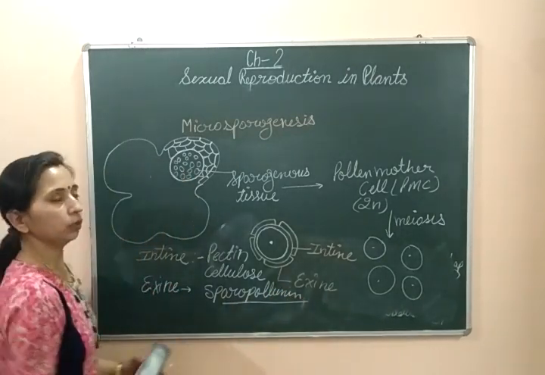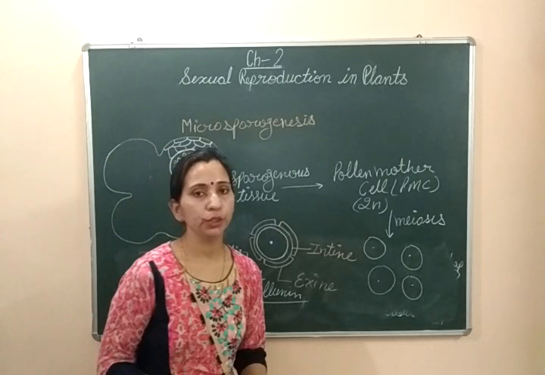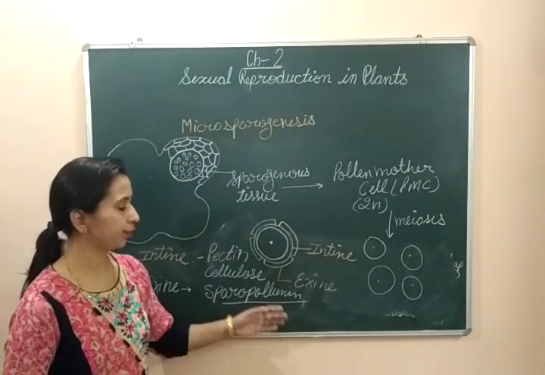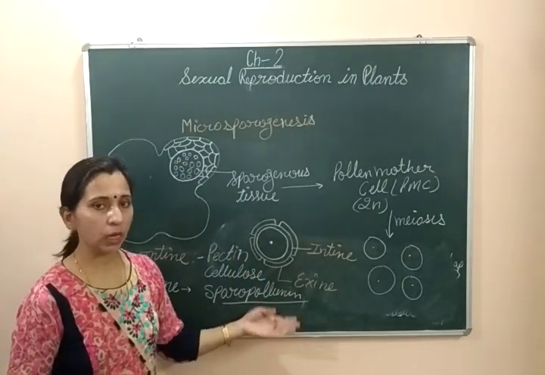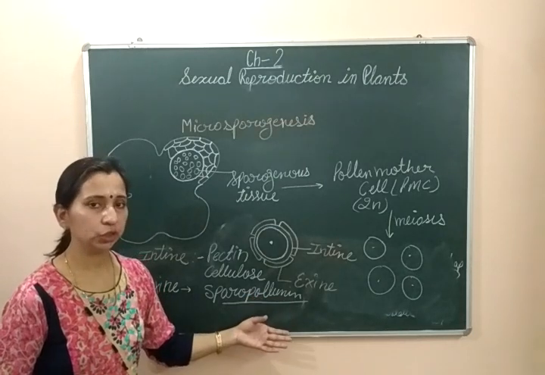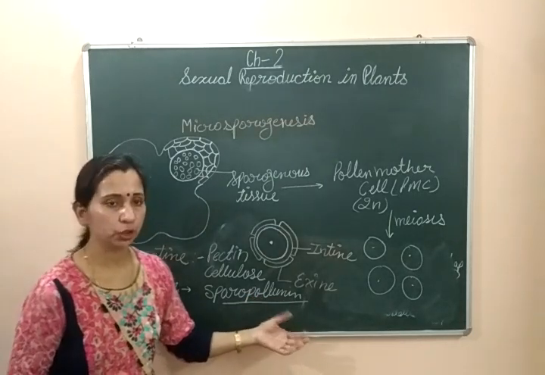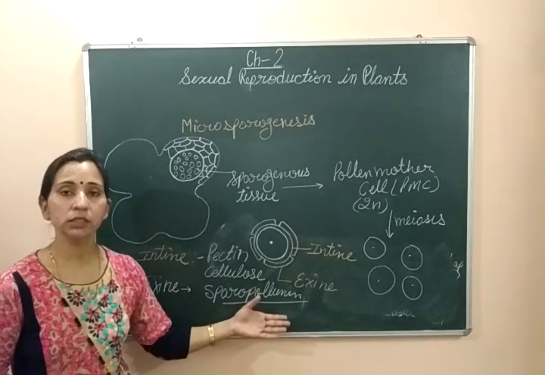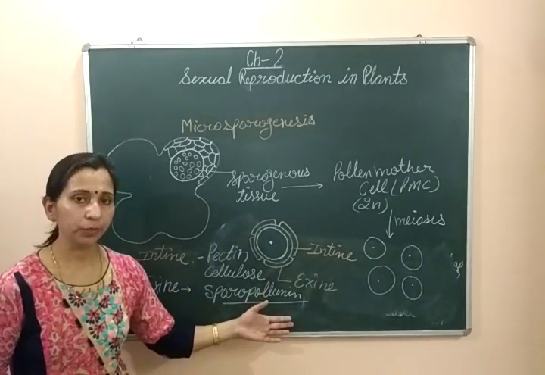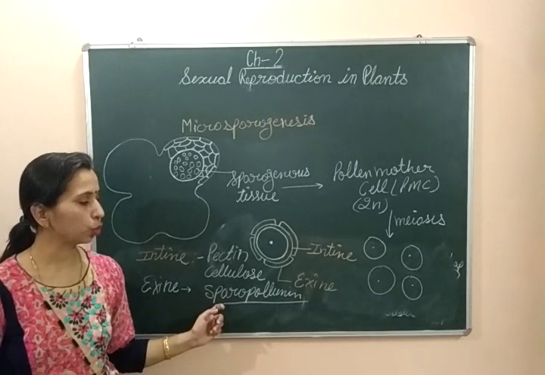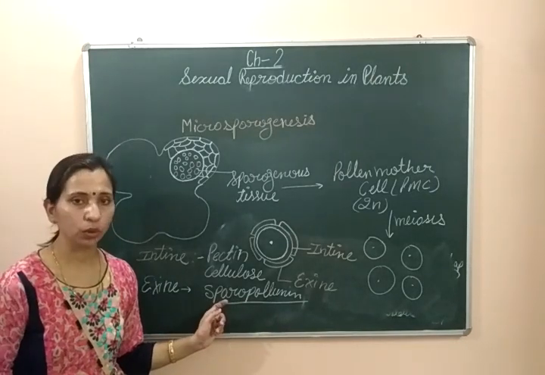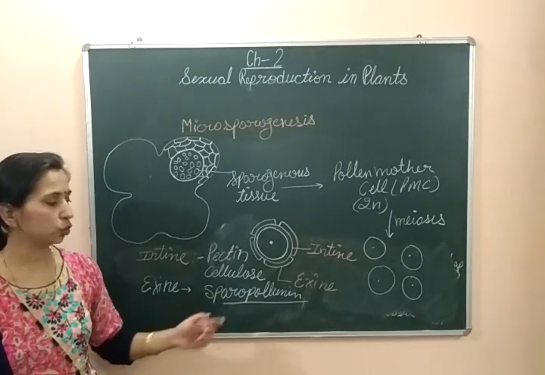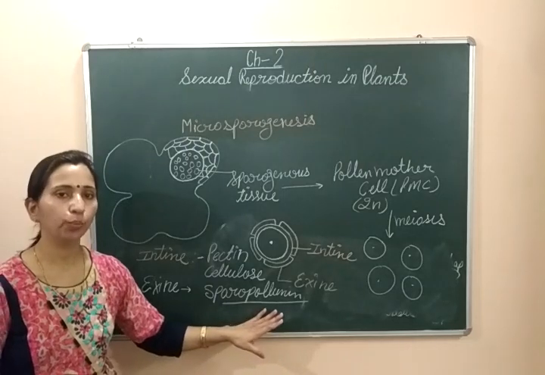Sporopollen is known as the hardest substance. It does not get degraded by acids, alkalines, high temperature, or biological decomposition. That's why it is known as highly resistant, the hardest substance. For the fossil formation of pollen grains, sporopollen plays a very important role. We find fossils of pollen grains due to the presence of this sporopollen.